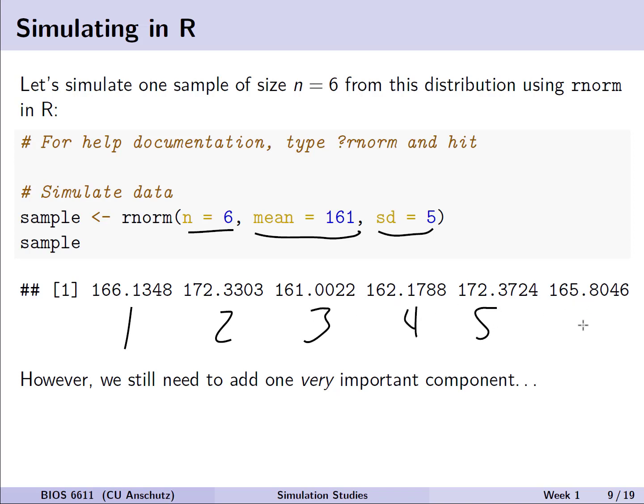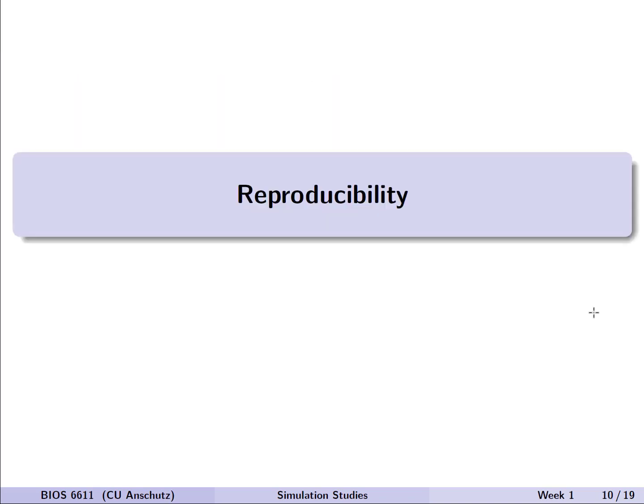Now we see in the output of this one sample we have 6 observations, and we see that the values are in the ballpark of 161, but they're kind of all over the place. Now, this is just one sample of 6 observations, and we could imagine repeating this many times over. But before we can get to that piece, we need to add one very important part to this chunk of code. And this brings us to an important concept, the idea of reproducibility.